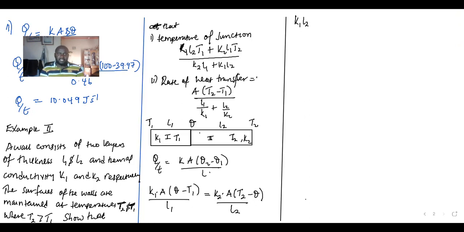The cross-sectional area is the same, so we can lose A with this A. All right? So having lost that, we can go ahead and have theta minus temperature T1 is going to be equal to K2 times L1 times T2 minus theta.